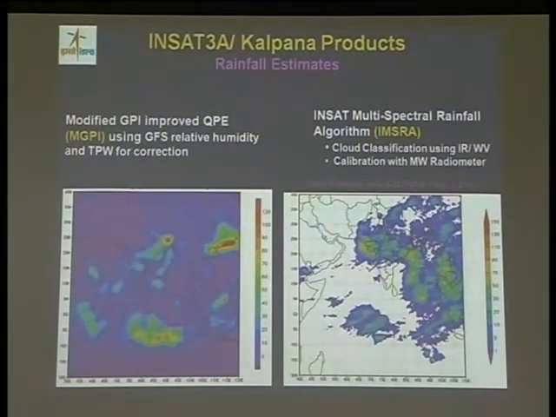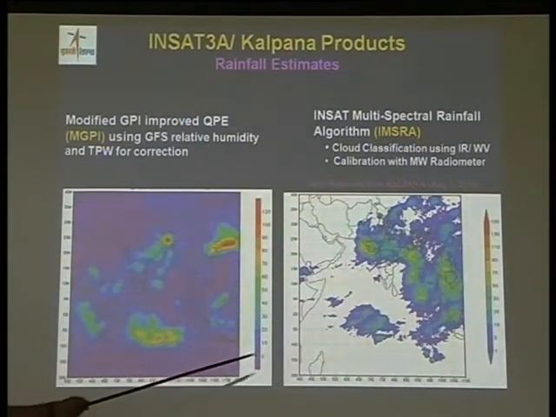And these are the rainfall estimates from the INSAT series of satellites. This again we can use for diagnostic purposes, for validation of the rainfall forecast of your model. These are two different types of rainfall product which we derived from Kalpana. This is actually a large spatial as well as temporal scale, average rainfall product, MGPI. And here we use GFS relative humidity and TPW, total precipitable water, for correction in this rainfall estimation.